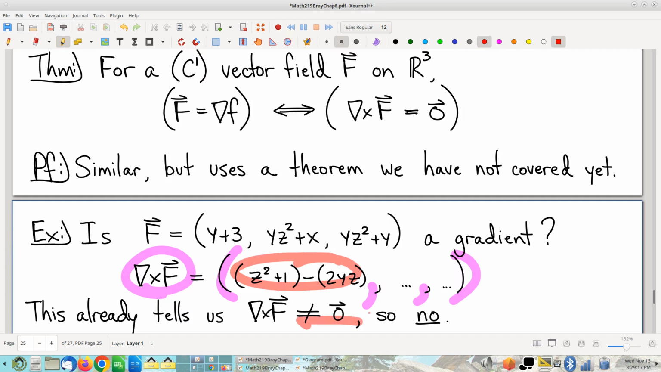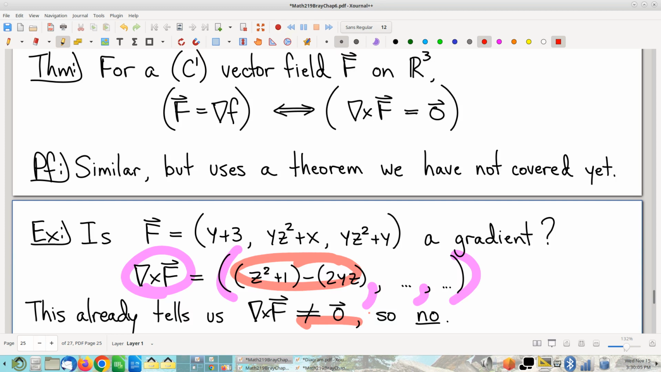I guess I could go ahead and compute the second and third coordinates, but I don't really need to. I already know by looking at this first coordinate that there's no way that this curl is going to end up being the zero vector. So, question already decided. Now, real quick, had I gotten zero here, the question would not have been decided. I would then have to proceed to the other coordinates. But not zero, game over. This is definitely not a gradient. It's definitely not path independent. Don't waste your time trying to find an anti-gradient. There isn't one. You won't find it.